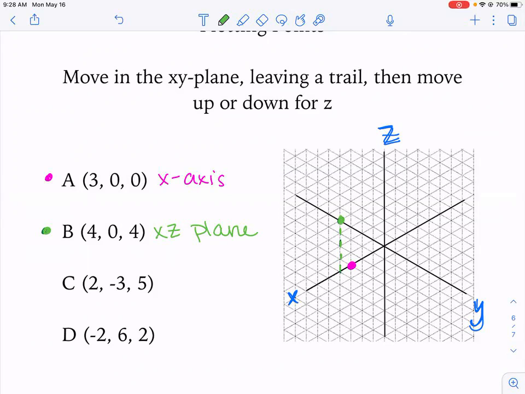Why is what positive? Because I moved forward 4. Okay, so this is the x-axis. Forward is positive, backwards is negative. This is the y-axis. This way is going to be positive. This way is going to be negative.